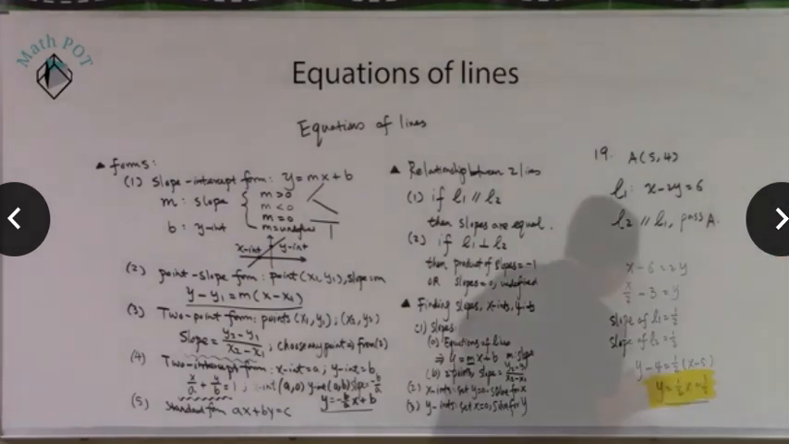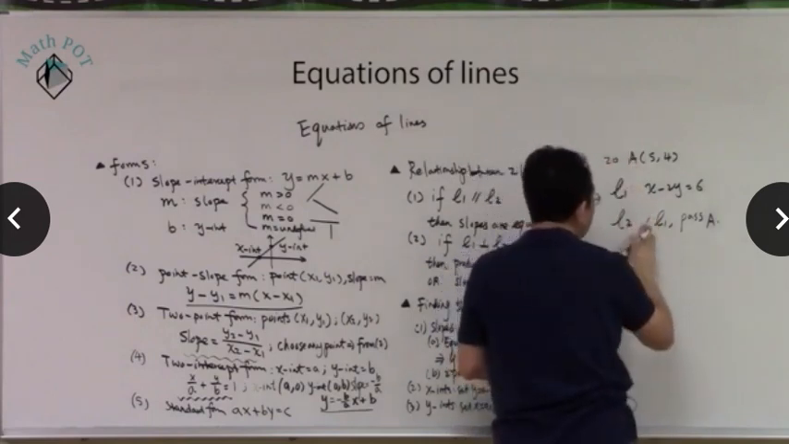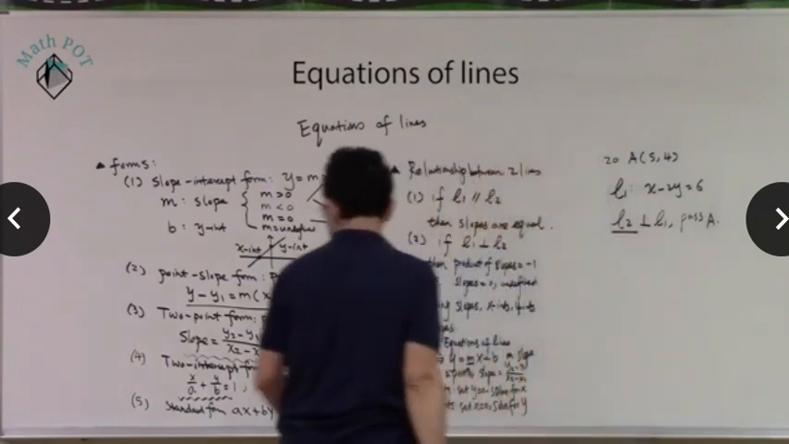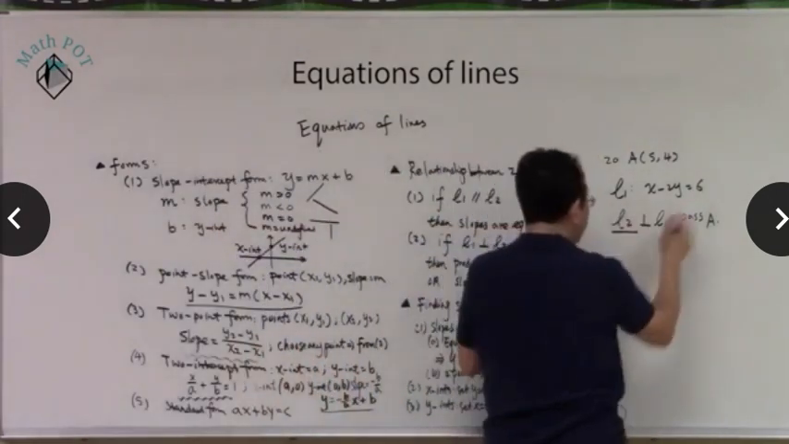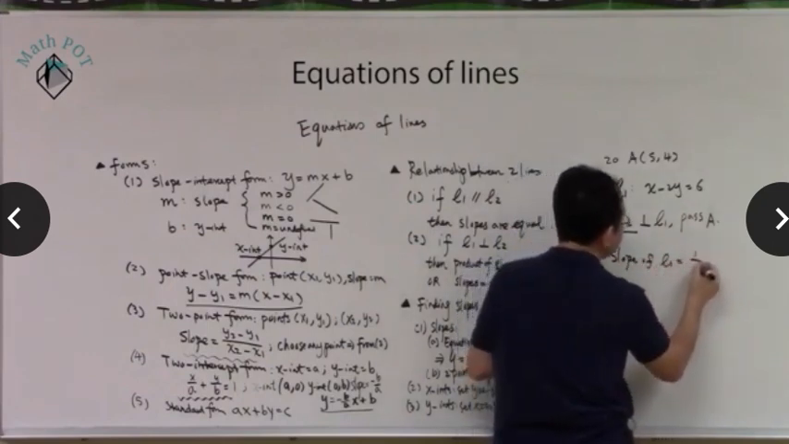So make sure you understand this one. Problem 20, part b. Now those two lines are perpendicular to each other. Try to figure the equation of the line for L2. We already figured out the slope for L1. The slope for L1 is half.